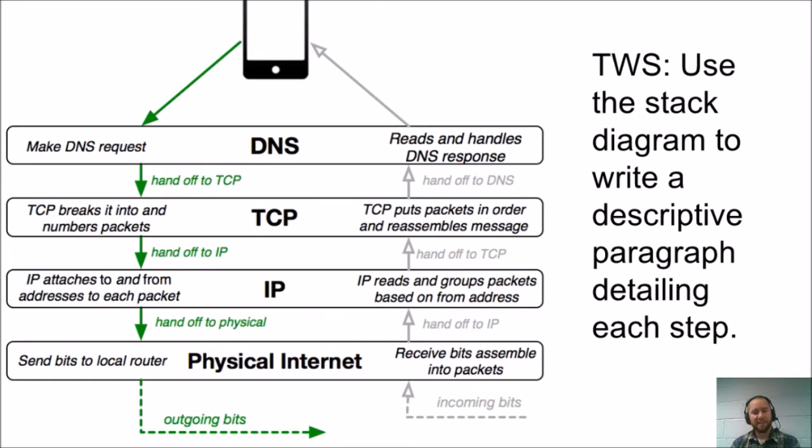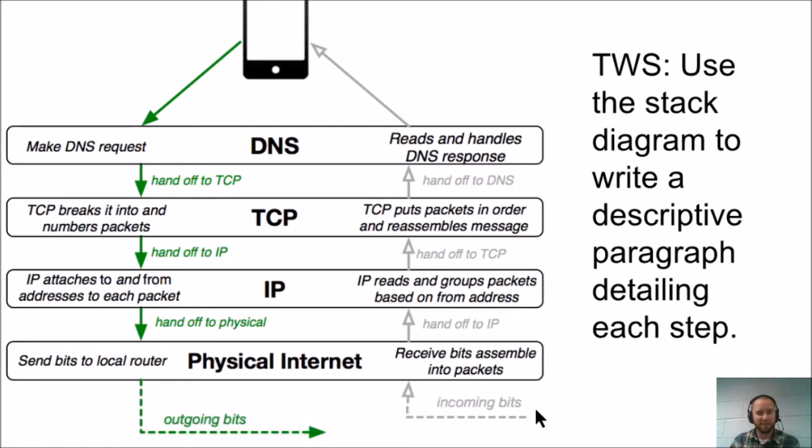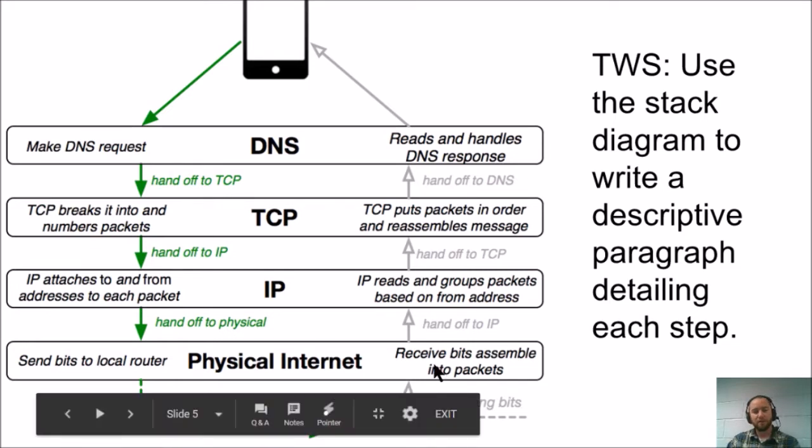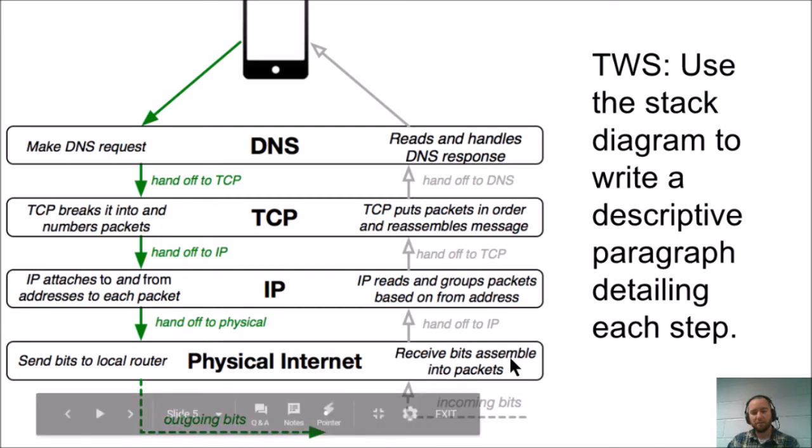I should start by saying, in this example, imagine this cell phone is in your hand and you have incoming bits being sent to you. So maybe a friend across the room sends you a text. So here come the bits into your phone. The Think Write Share says use a stack diagram to write a descriptive paragraph detailing each step. So incoming bits, the physical internet receives bits and assembles them into packets. All right, so physical internet being a wire or Wi-Fi, sending a radio signal through the air. That signal is showing ones and zeros. That's what I mean by incoming bits.